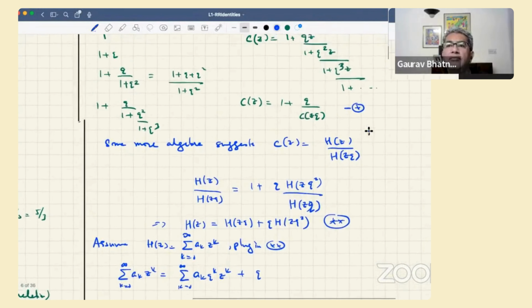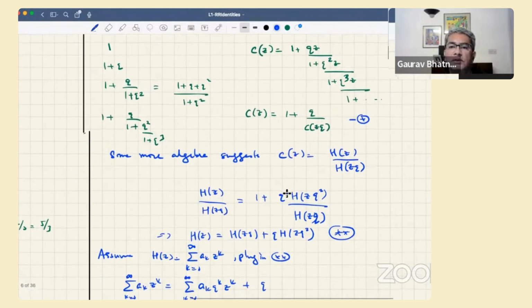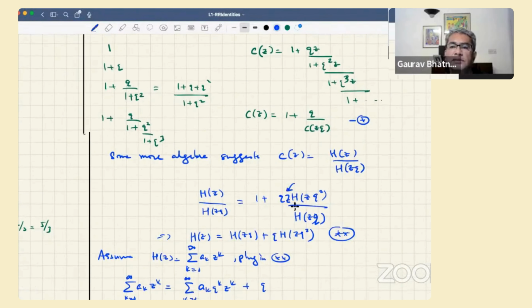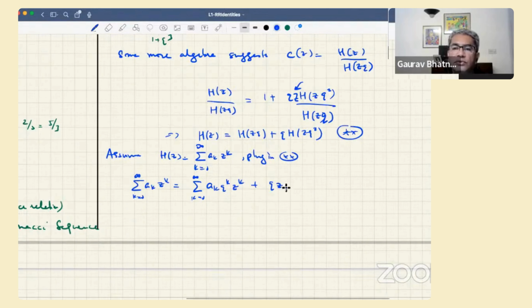Did I forget a z? Yeah, there's a qz here. Sorry, this z I forgot. So there's a qz and then zq squared. So it's qz. Then here we get a_k q^(2k) z^k, k going from 0 to infinity.